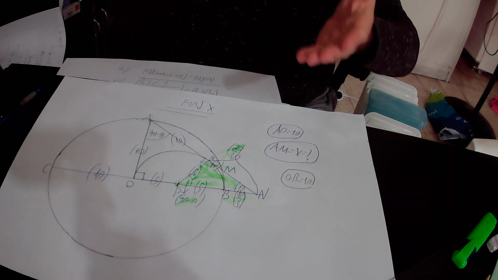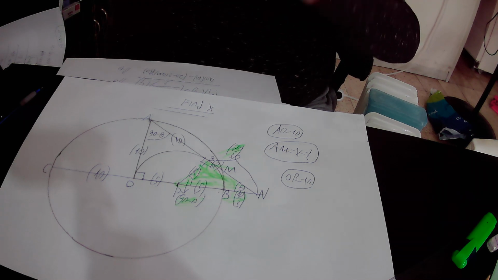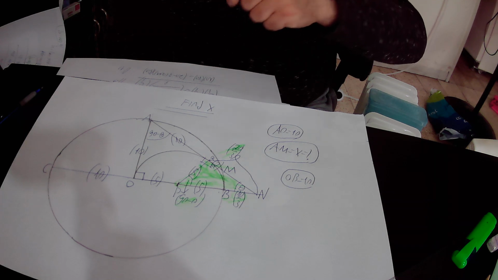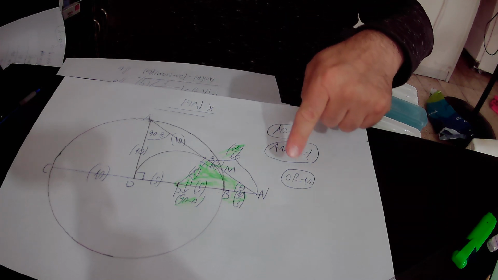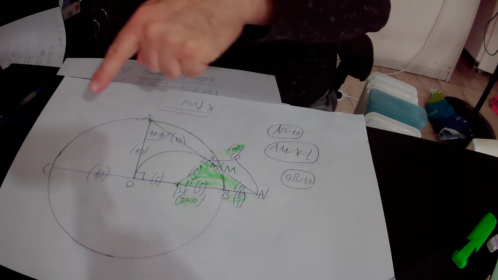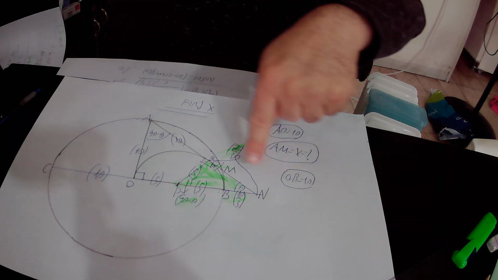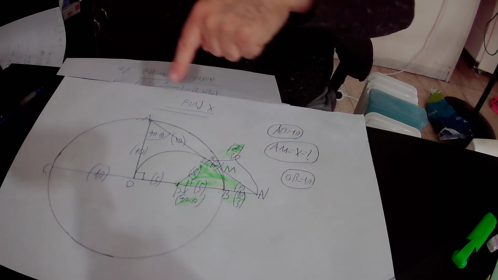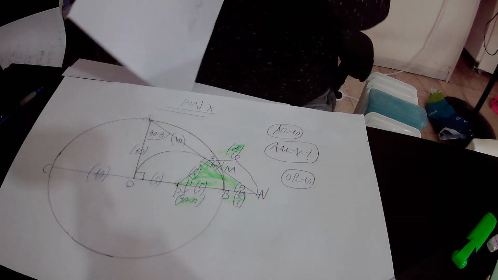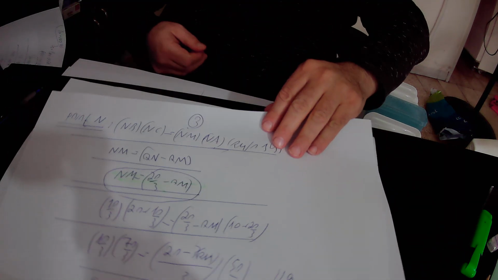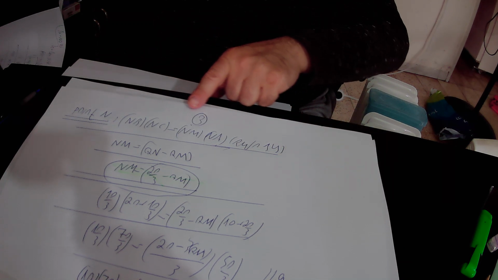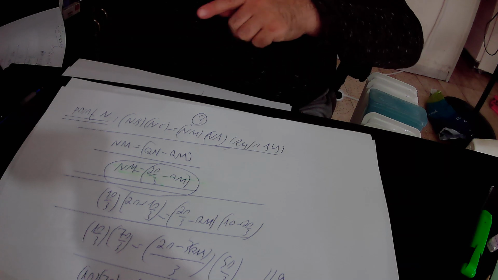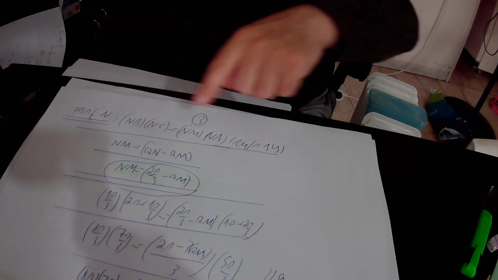According to rule number 14, all the requirements are met in our original drawing. Therefore, we can implement rule number 14: NB times NC equals NM times NA. If we focus on the common point N, NB times NC equals NM times NA. We have to find out the length of NM.